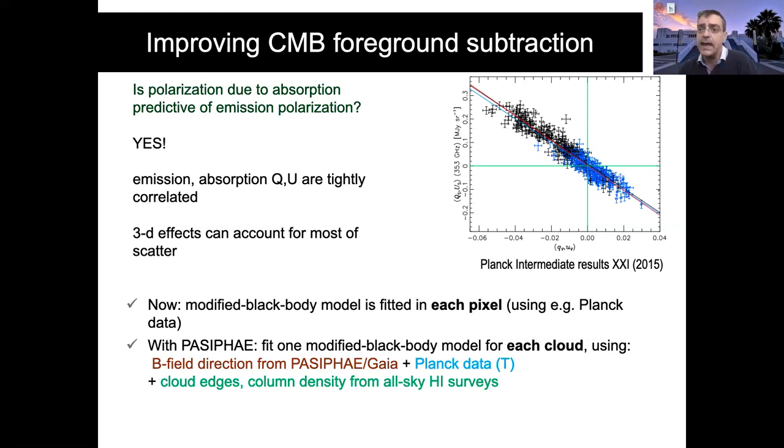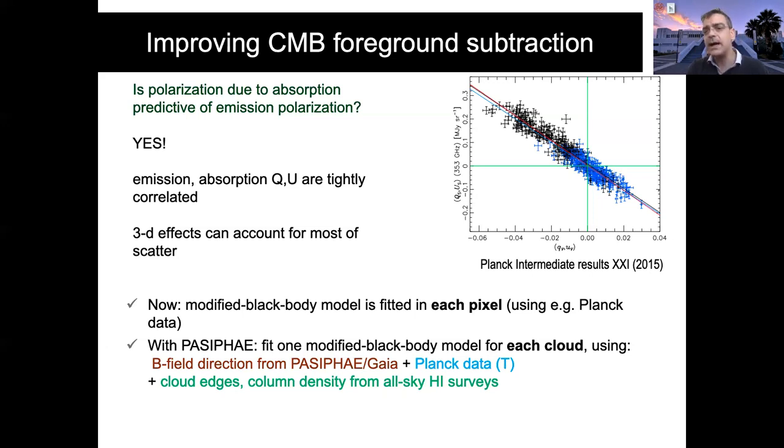Of course, the physics is the same. It's the same dust grains that cause both. But we can actually see that there is a robust observational correlation as well that you can see in this plot, where the optical stellar QU parameters, the Stokes parameters, which are induced by absorption, are extremely well correlated and predictive of the emission Q and U that you see in the foregrounds.